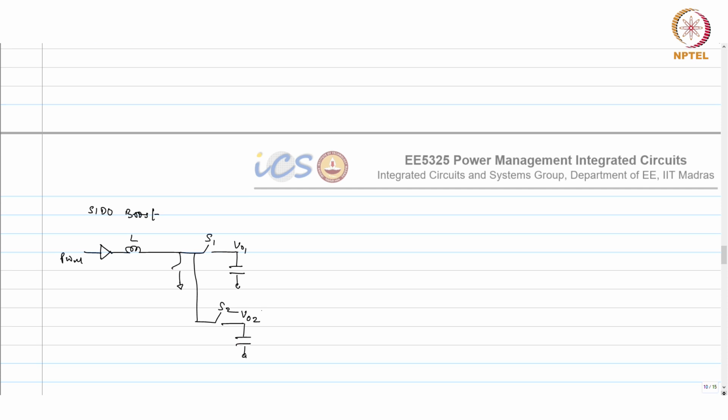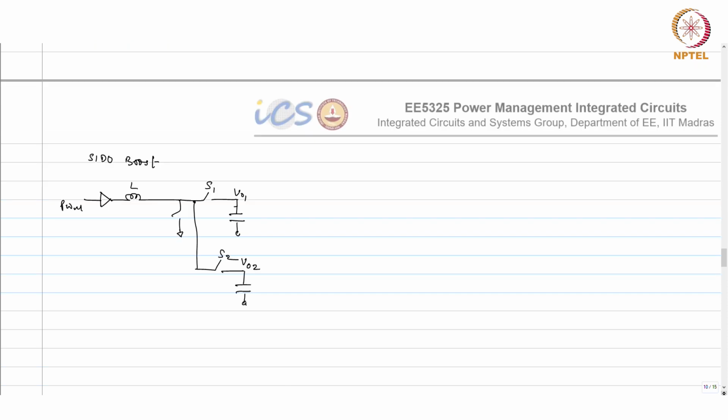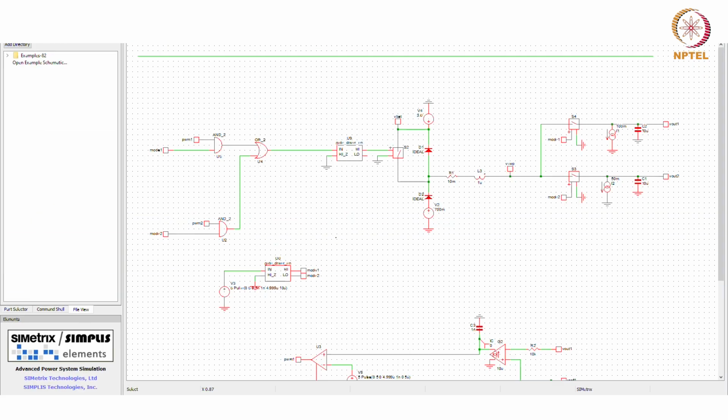That's it. So this will charge and supply current to S1, and in the second cycle you divert the charge. Okay, any questions?